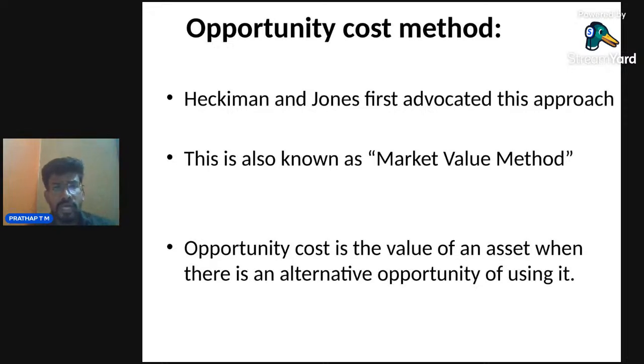Anyway, last class we discussed the historical cost method, how we can determine the value of human resources. Next we started with the replacement cost method. Now the third one is the opportunity cost method. This method was introduced by Eric Flamholtz for determining the value of human resources, and we call it a market value method.